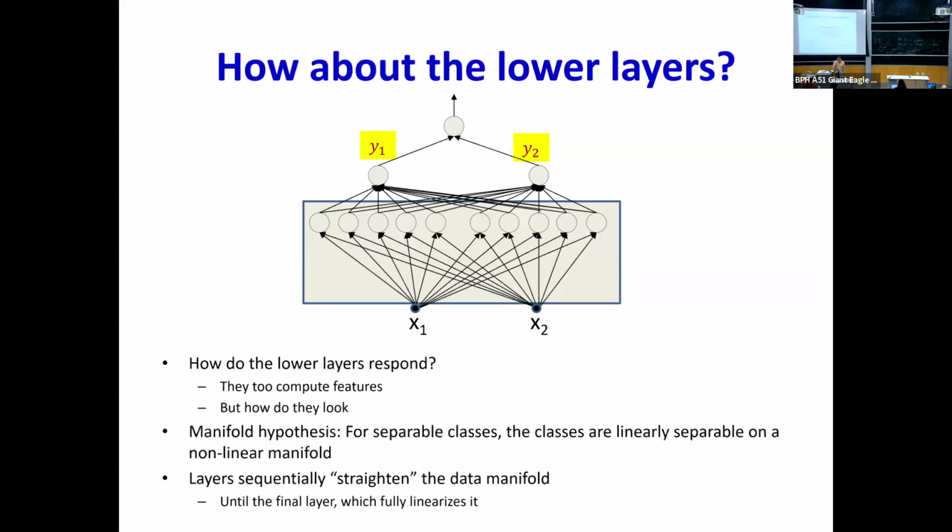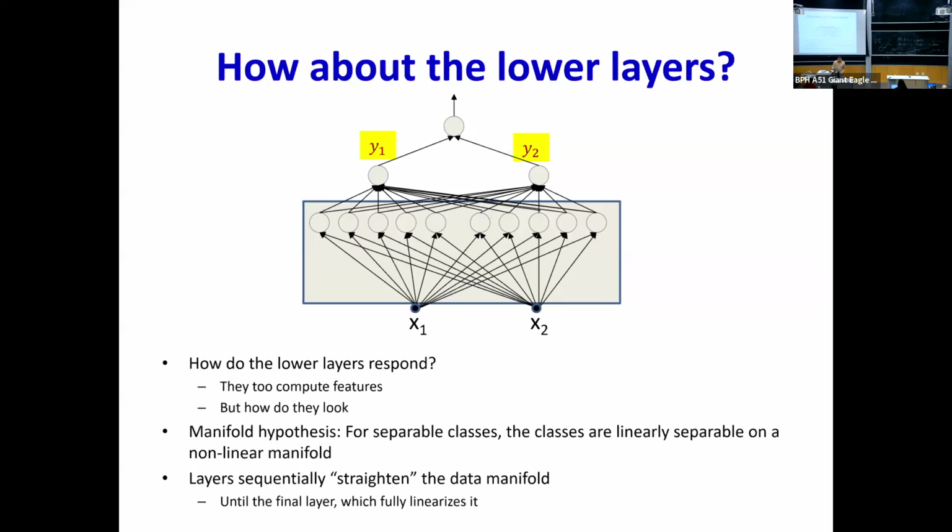But what about the rest of the layers through the network? What happens there? Now, there are several hypotheses to this, but the one that makes the most sense is what I call the manifold hypothesis. Think about the double pentagon problem. You had data within a double pentagon, and data outside. So this is clearly not linearly separable. The two classes are not linearly separable. So what is the network doing?